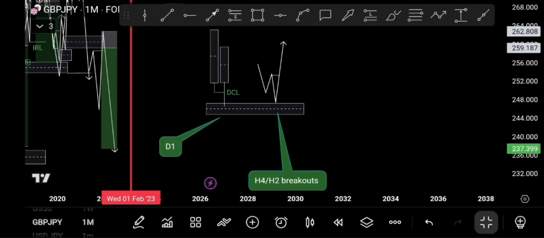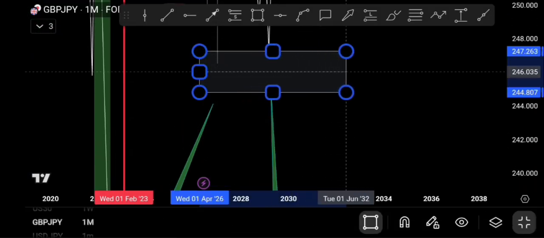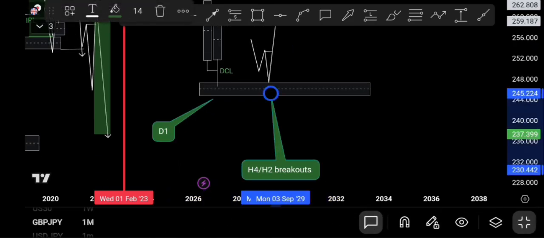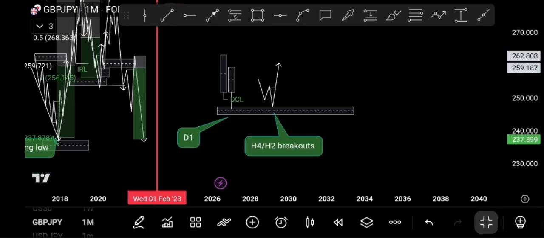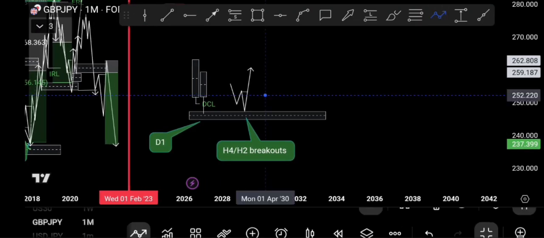First, you want to see your daily time frame liquidity or your daily time frame rejection from your higher time frame key zone. Then your 4-hour time frame or your 2-hour time frame breakout. After you've identified your daily candle liquidity, you move to the 4-hour or 2-hour time frame and identify your breakouts. Then the next thing is your lower time frame market structure shift or change of character.